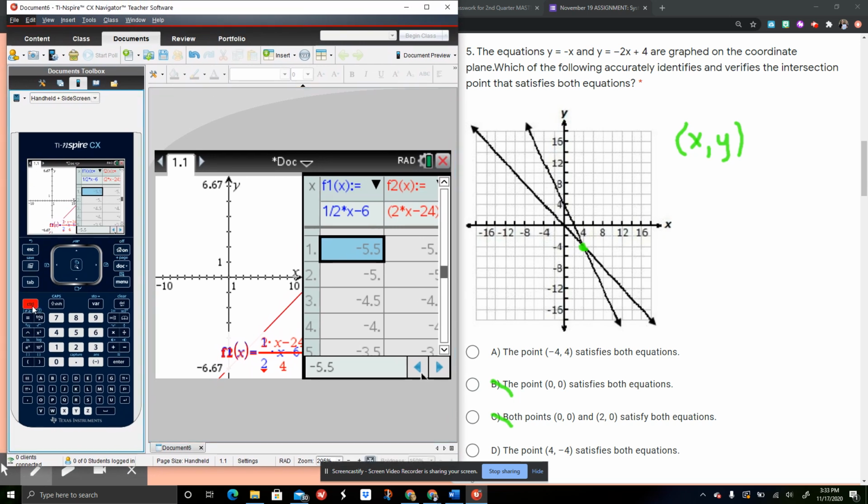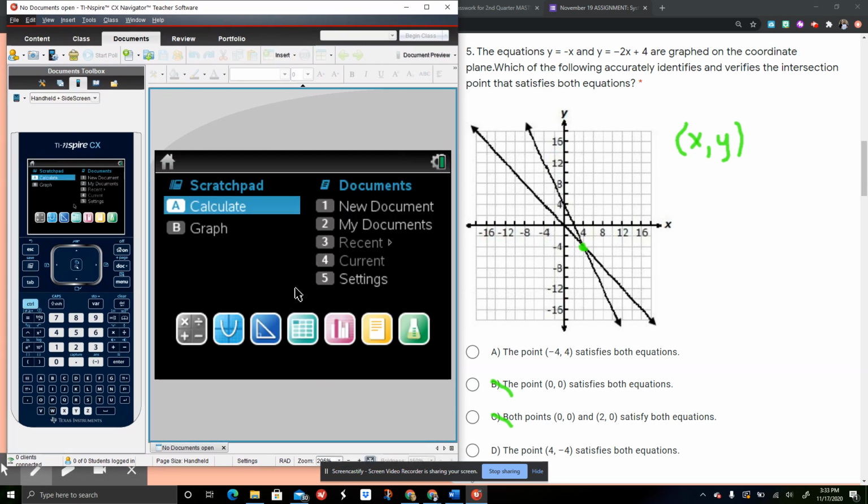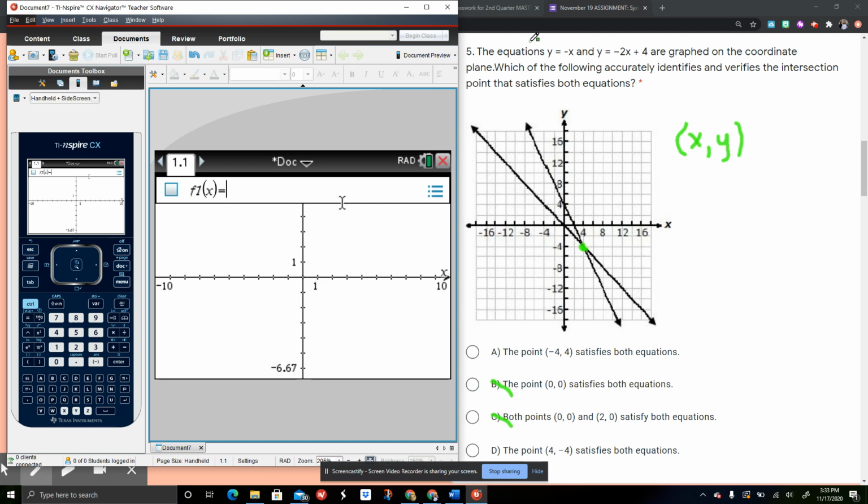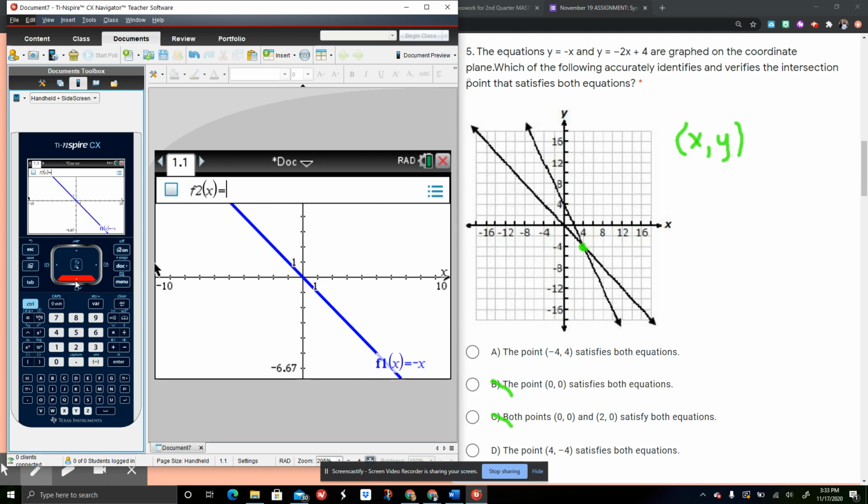And so you would go to the Graphs app. It's this one right here, the second one from the left. And you're going to type the first equation, which they told us is y equals negative x. So you're going to type negative x, arrow down to type in the second equation, and type in negative 2x plus 4. And you can hit enter on that one. And the intersection is quite visible on there as well.